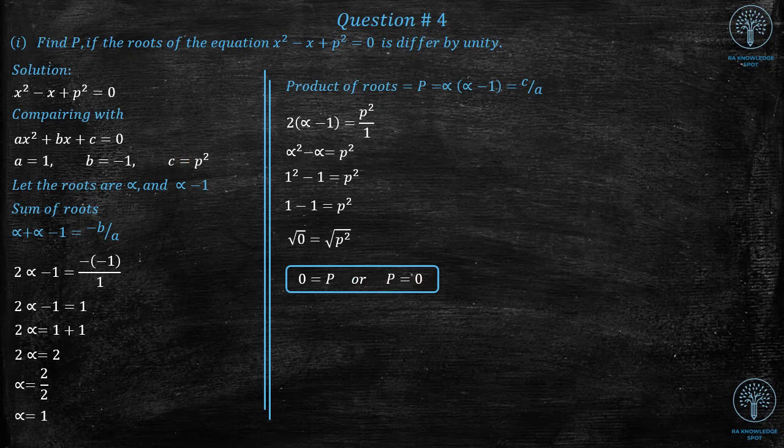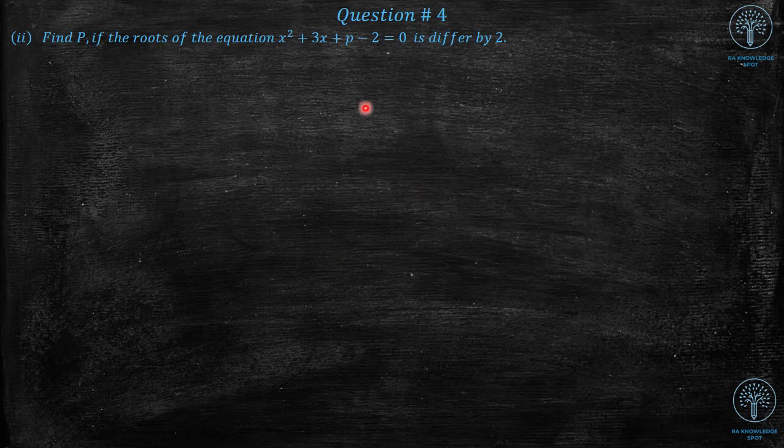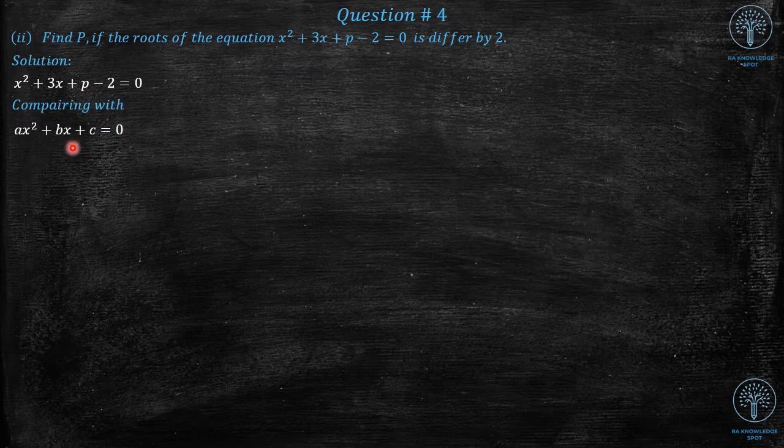Moving towards the next one. So this is the same question with a different equation. Again you have to find p and this time the roots differ by 2. Now this is your main equation. Comparing with this equation, this is your a, b, c.